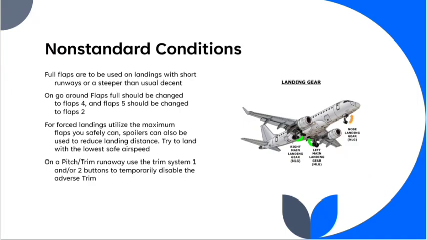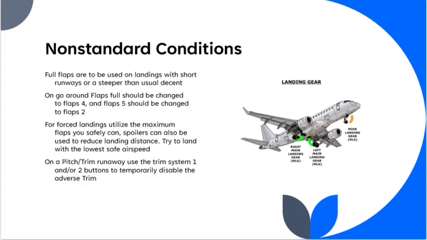On go-arounds, I saw this while reading over the manual for the plane. If you're going in for a flaps full landing, you're going to want to reduce the flap setting to flaps 4 on a go-around. With flaps 5, you reduce it to flaps 2. So basically, you're taking out these flaps, letting you gain airspeed back and be able to resume your approach path, overfly the runway and get back into the pattern.